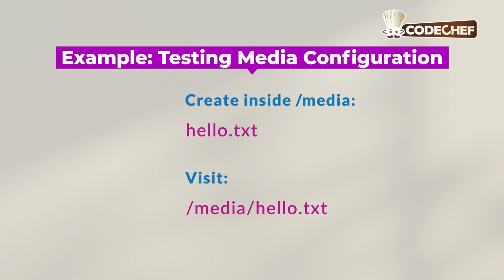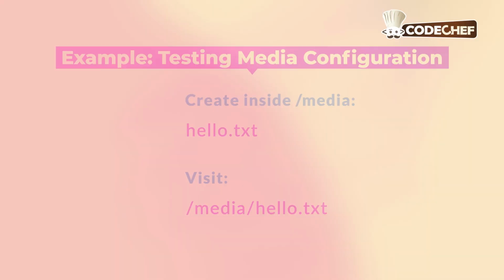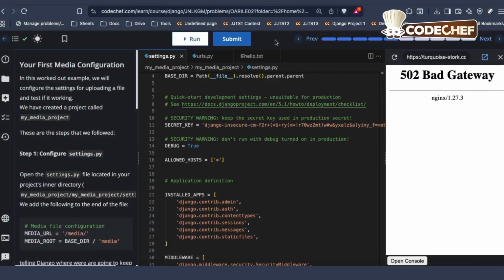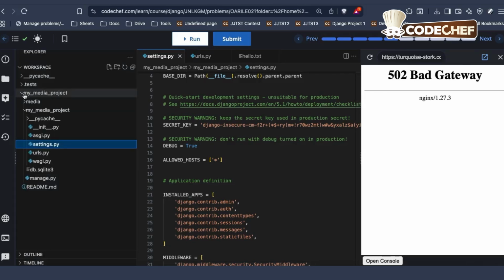So let's try this out on the CodeChef platform. So here I am on the CodeChef platform and here we have a worked out example called your first media configuration. So if you look at the File Explorer, you can see that we have a project called My Media Project and we did not create any app inside this. So you can see here that the settings.py file is the one that is open here and the urls.py file of the main project is also open, which is this one.